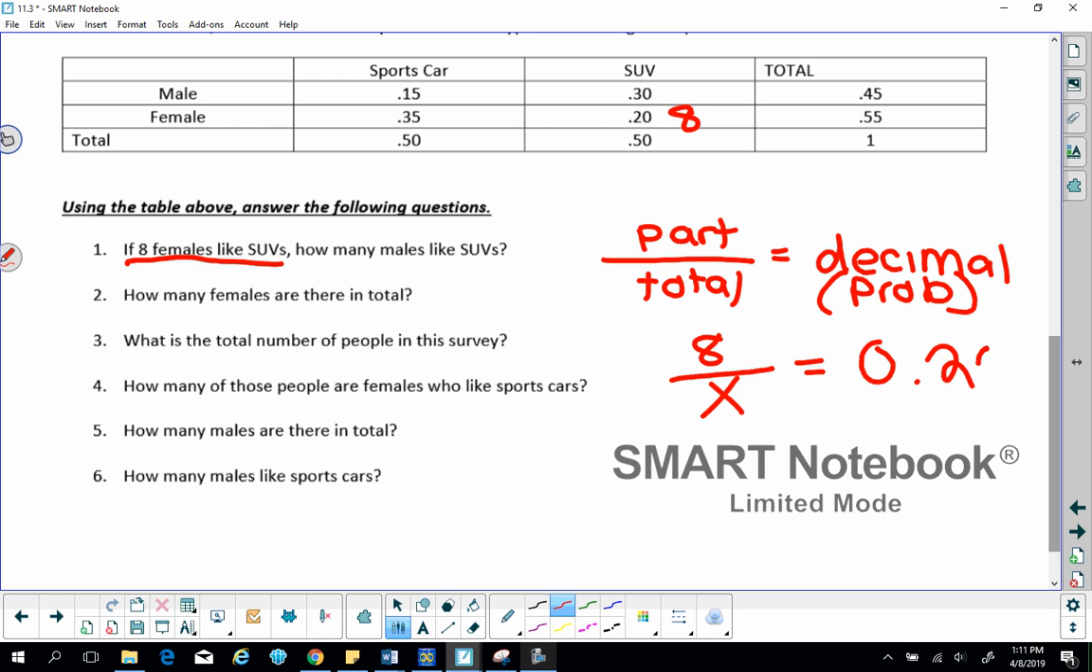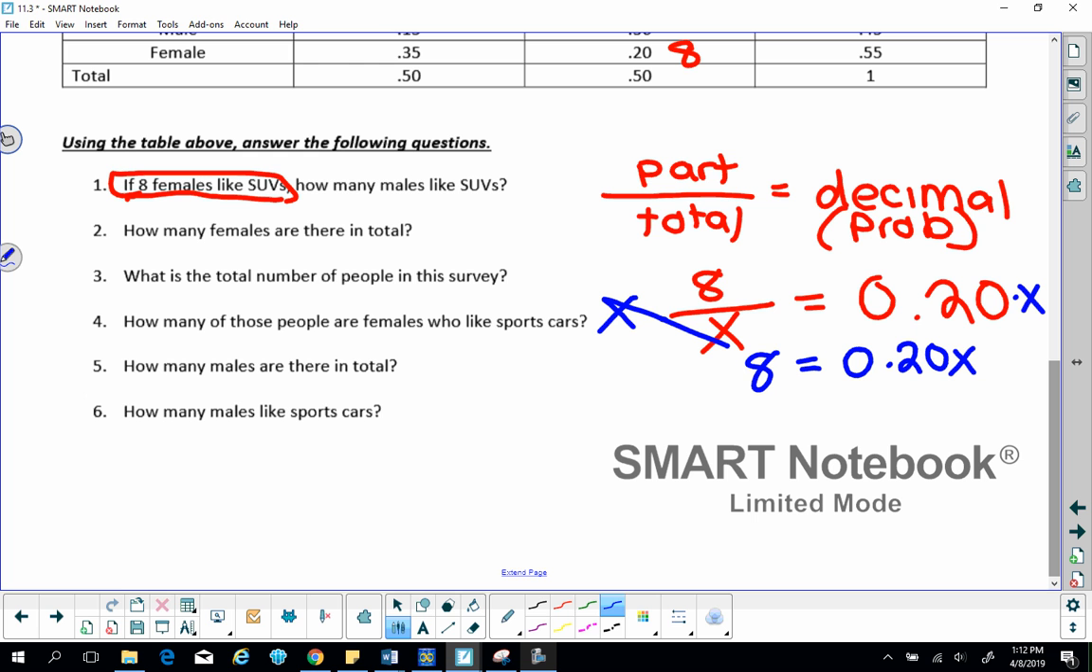0.20. So first we need to figure out what the total amount of people is. So I need to figure out what that x is. We already got the part, which is 8, which they tell us right here. How do I get rid of that x from that denominator? What do I do to both sides? Multiply. We gotta do this. And so you end up getting 8 equals 0.20x. Then how do you get x by itself?